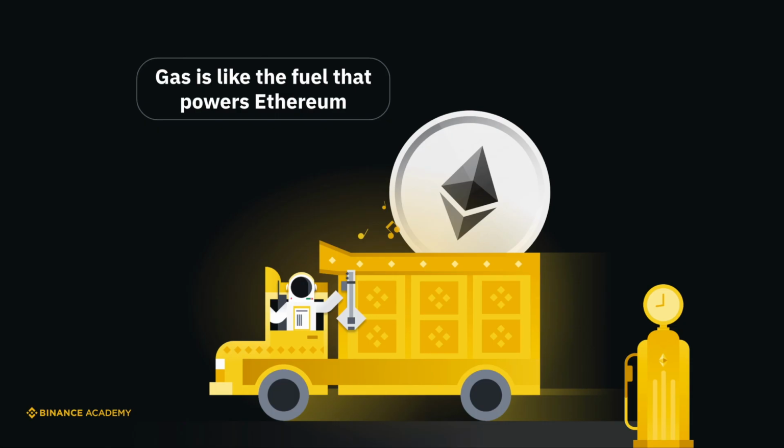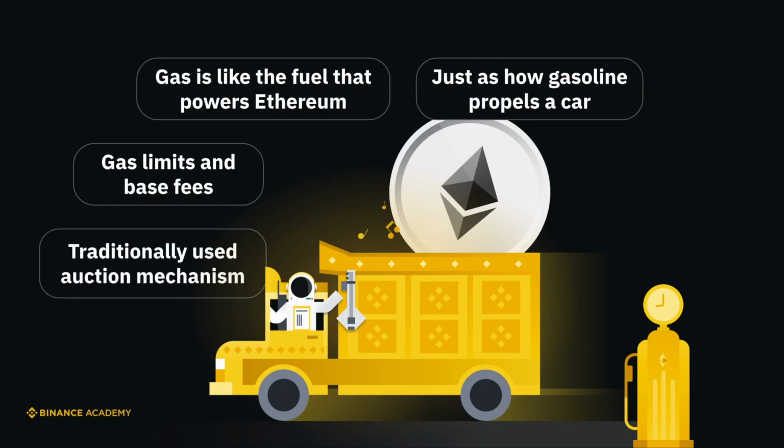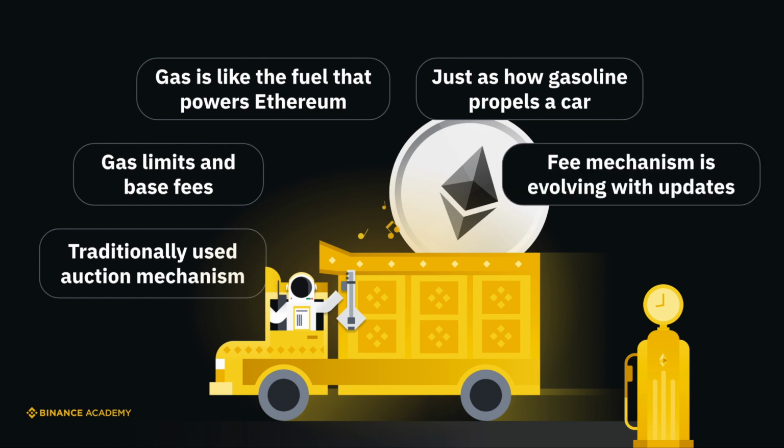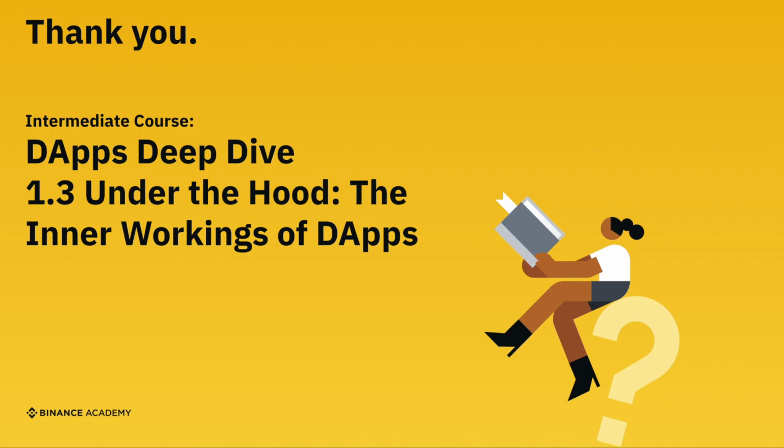Just like how gasoline propels a car, gas fees are influenced by various factors, including gas limits and base fees. Traditionally, Ethereum utilized an auction mechanism to determine these fees, but with the introduction of EIP 1559 and other updates, the fee mechanism is evolving. It's a multifaceted system that can change as Ethereum continues to develop. In the next module, let's examine different types of DApps, as well as the opportunities and limitations of DApps.